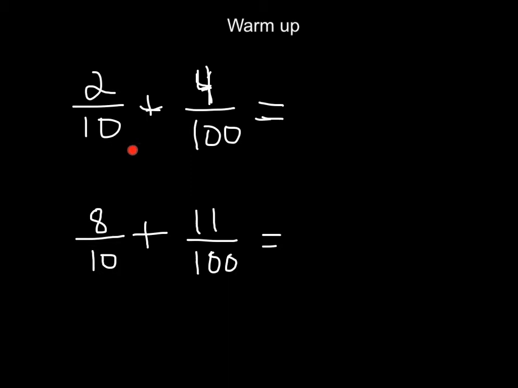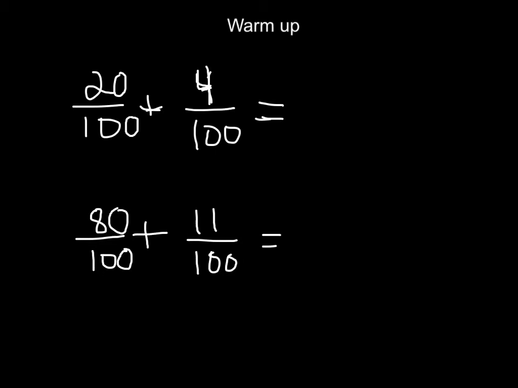Again, we have unlike denominators, so I need to change them so that they're both 100. I'm going to add a 0 to my 10 and a 0 to my 2. I don't need to do anything to the other fraction. And then down here I'm going to add a 0 to my 10 and a 0 to my 8. And now I can just add across.